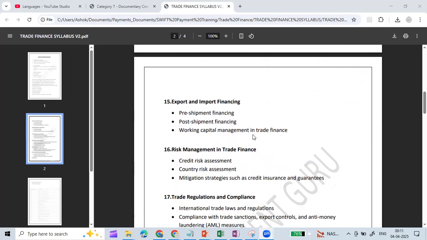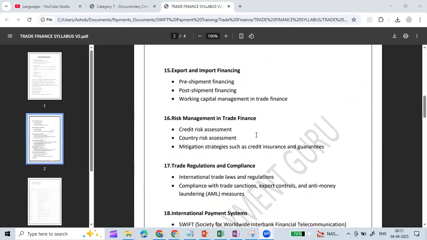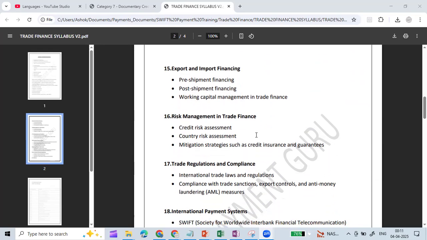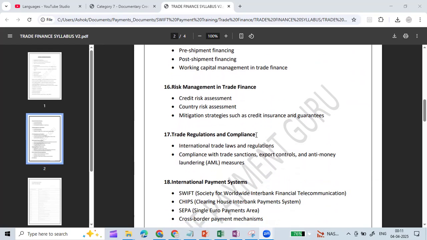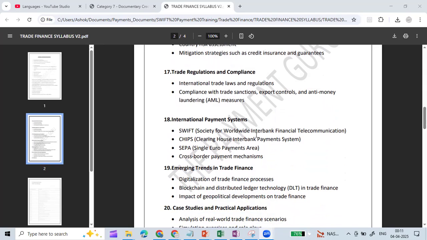Then export and import financing, pre-shipment financing, post-shipment financing, working capital management in trade finance, risk management in trade finance, which comprises credit risk assessment, country risk assessment, mitigation strategies such as credit issuance and guarantees. Then we'll touch base upon the trade regulations and compliance, which comprises international trade laws and regulations, compliance with trade sanctions, export controls and anti-money laundering measures.